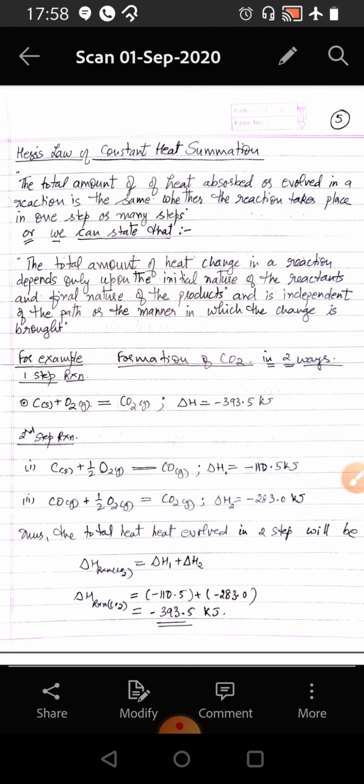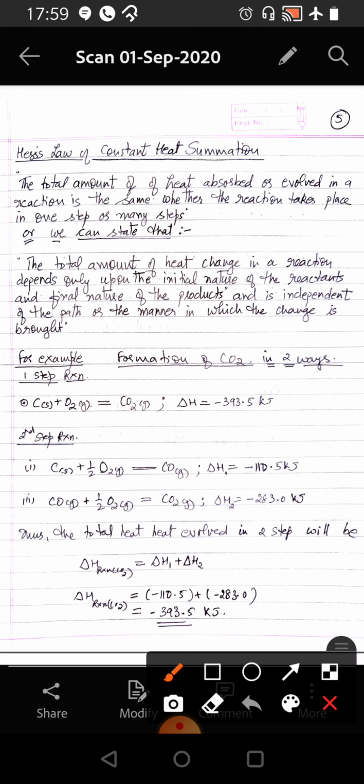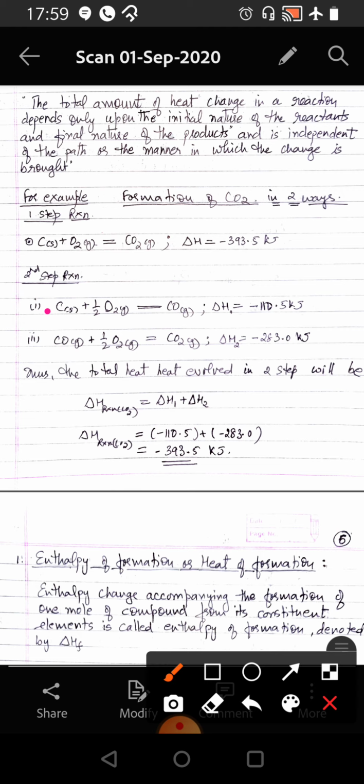If we consider, for example, formation of carbon dioxide in two ways. In the first way, we consider the carbon dioxide formation in one step. In the one step, the carbon reacts with one molecule of oxygen giving rise to CO2, and here the heat change is minus 393.5 kilojoules. In the second method, the reaction takes place in two steps. In the first step, the carbon reacts with half molecule of oxygen giving rise to CO, and here the heat change is minus 110.5 kilojoules.